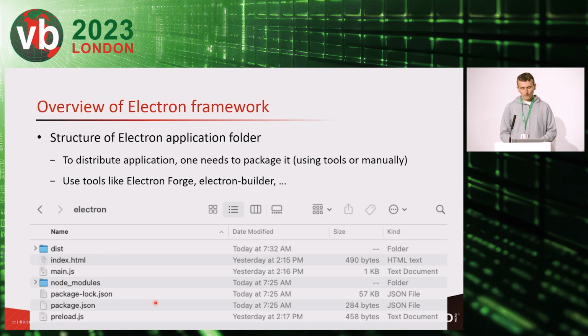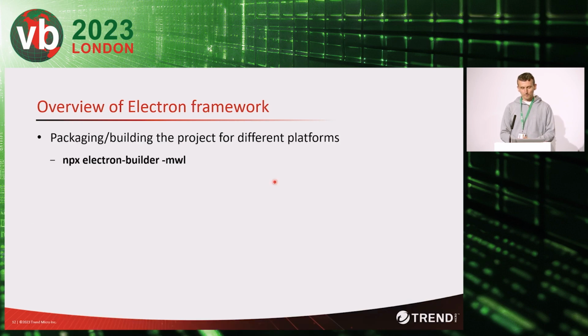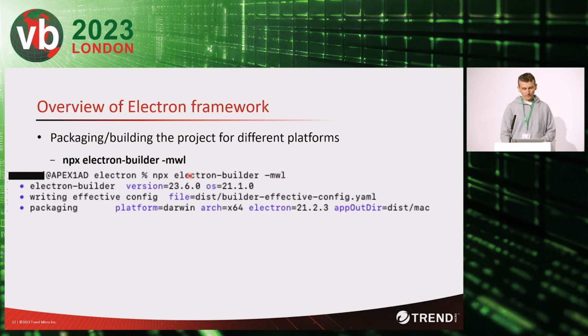Now it comes to another stage, which is packaging and building the project. For this, you can use tools like Electron Forge or this one, Electron Builder. For the example of Electron Builder, it's very simple. The developer has the source code, then he runs this simple command, npx, which stands for Node Package Execute, electron-builder, -m for macOS, -w for Windows, -l for Linux, and then the building process runs.